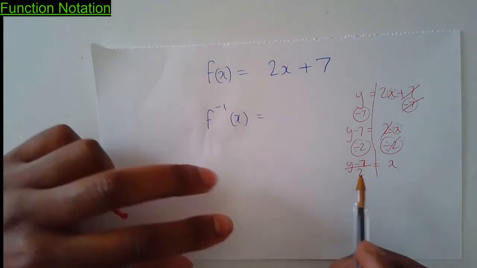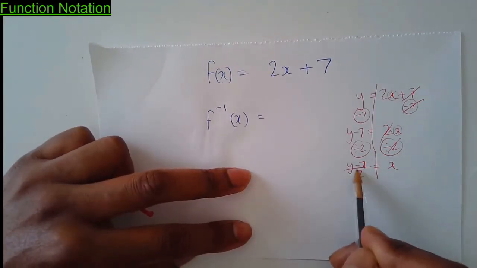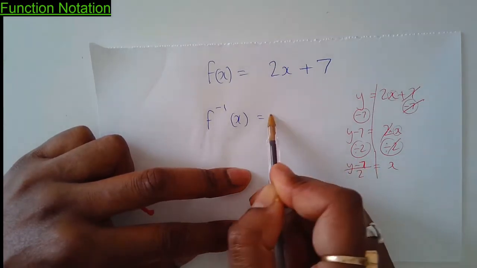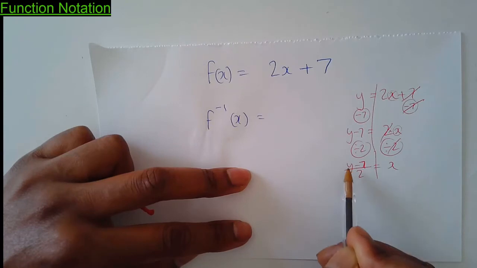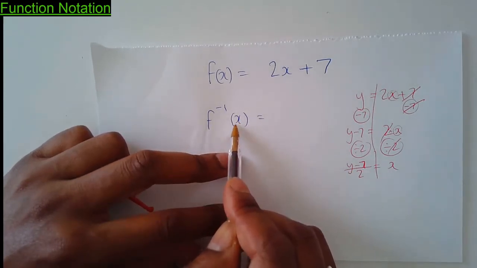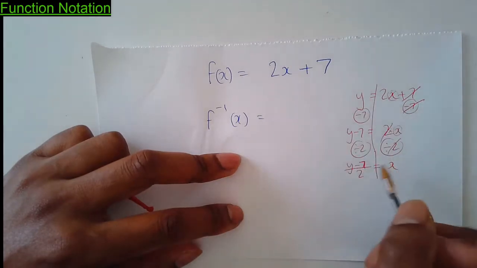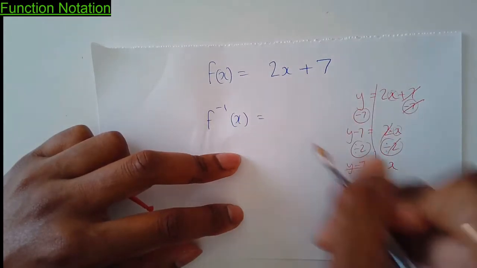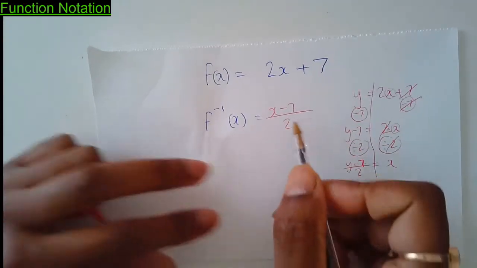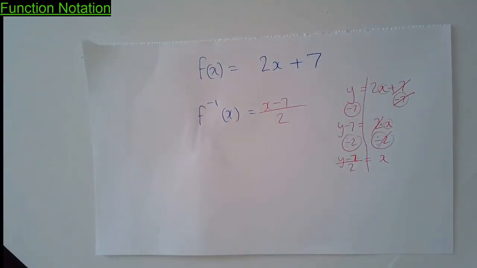Remember, that's the opposite now, that's the inverse function. So what I now do is copy that over here, but instead of y, I'm going to write x, because remember, there's an x inside the bracket. So that will be not y, it will be x minus 7 over 2. That's the inverse function. Now, how this works.